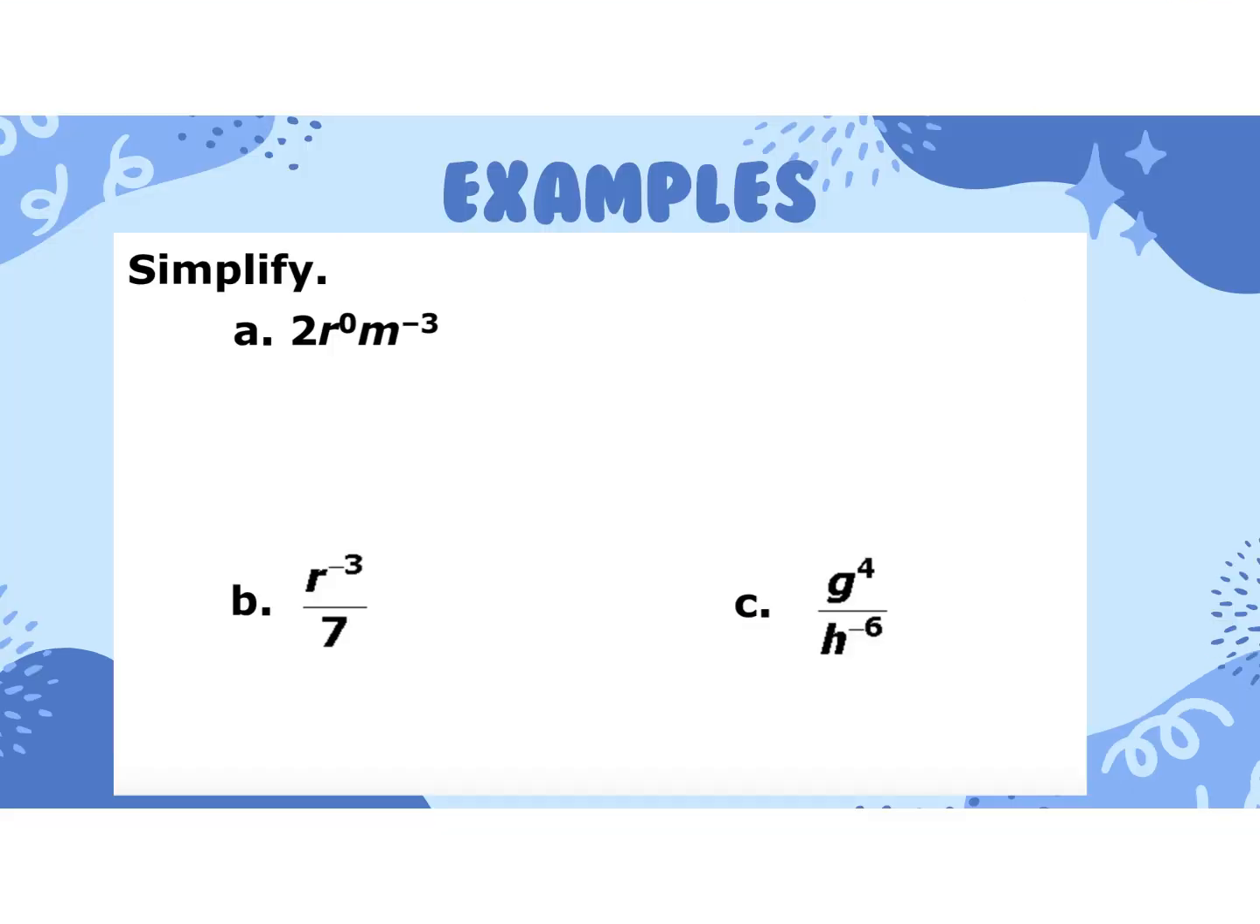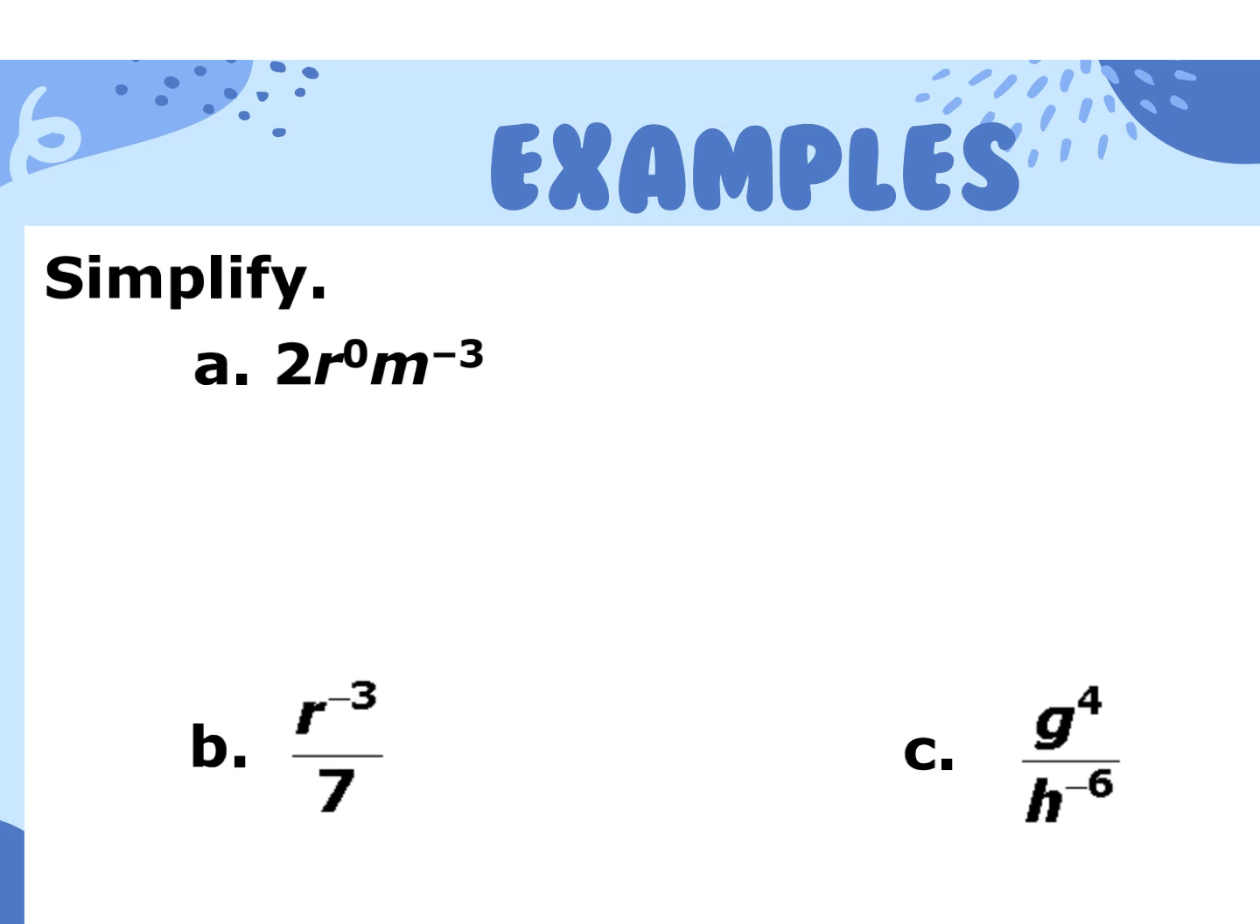All right, last slide for this lesson. Let's just keep simplifying. So again, go 1 by 1. I see a 2. That 2 is not being raised to the 0 power, but what is this r? So this 2 is fine, but r, anything to the 0 power is going to get you 1. All right, so I'm going to have a 2 times 1, and then times m to the negative 3.